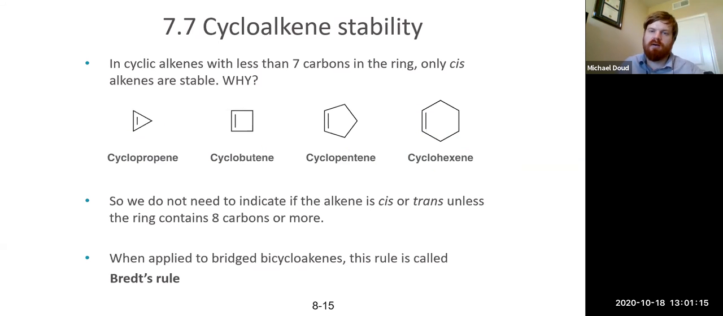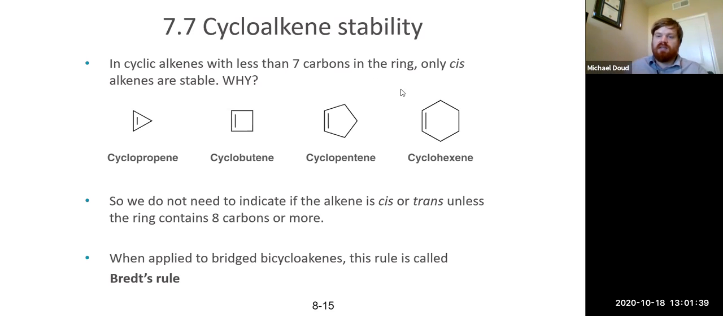Okay, now, talking briefly about cycloalkenes. If you have a cyclic alkene with less than 7 carbons, it has to have just the cis configuration. There's no trans cyclohexene, for example. Now, can you imagine why that would be? I recommend you pause the video and think about what it would be.